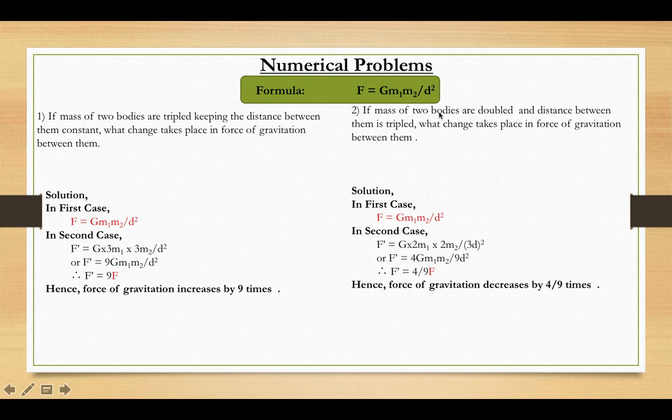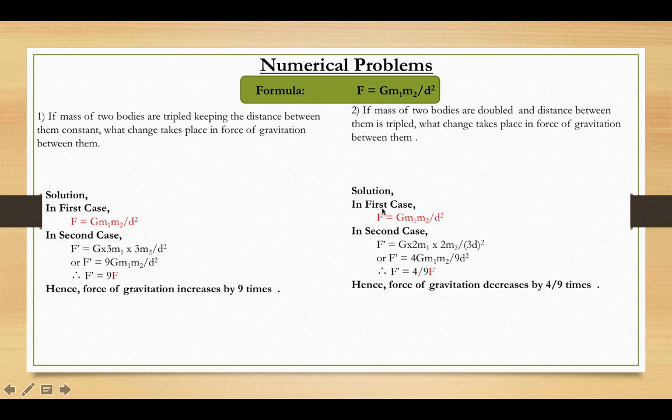Now let's go to another example. If mass of two bodies are doubled and distance between them is tripled, what change takes place in force of gravitation between them? Here you see the difference from before. Before, only mass was changed but distance was constant. But here mass also changed and distance also changed. So in this case, what will be the change in force of gravitation?